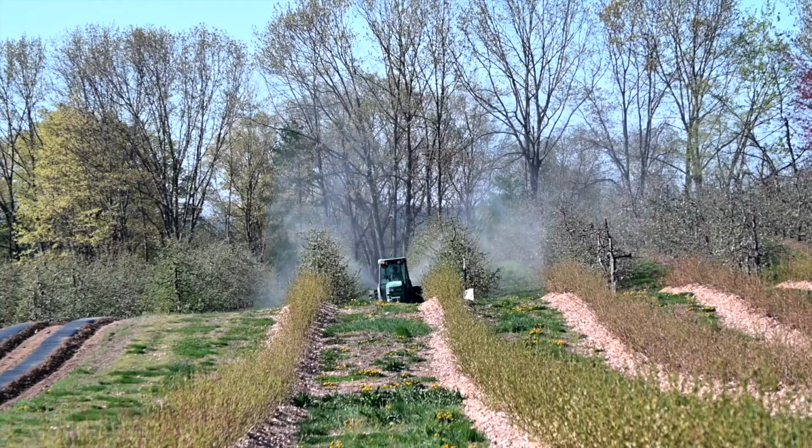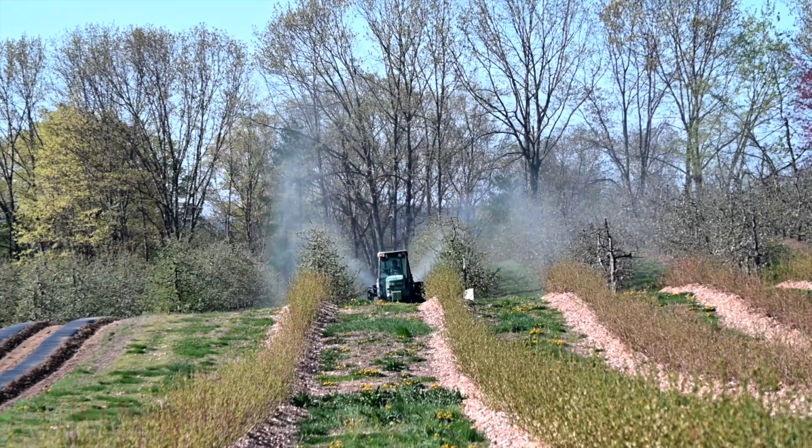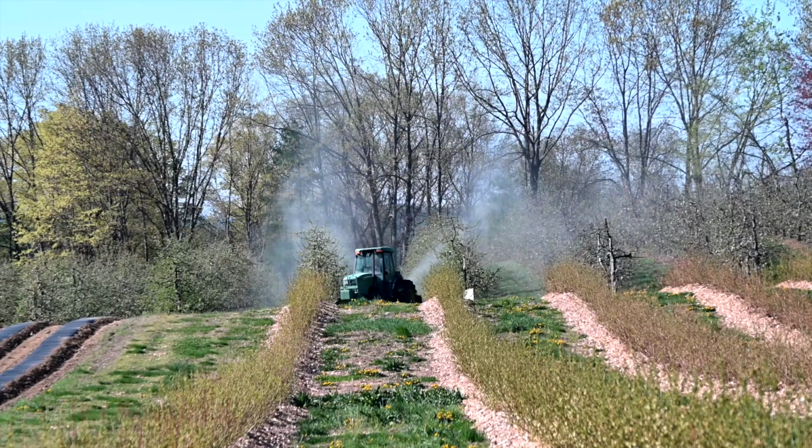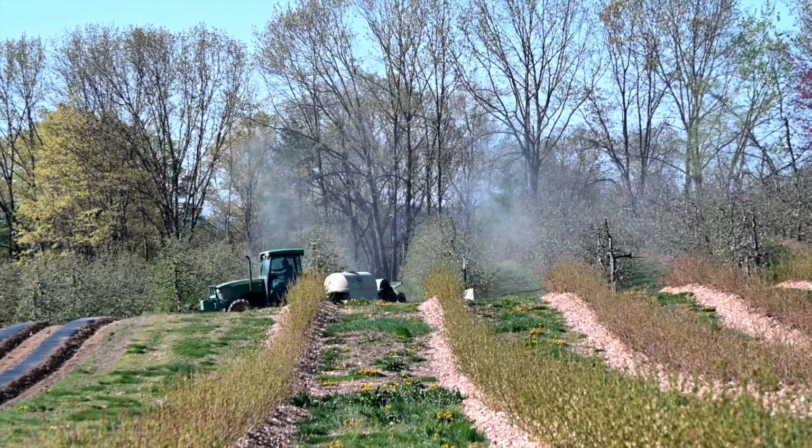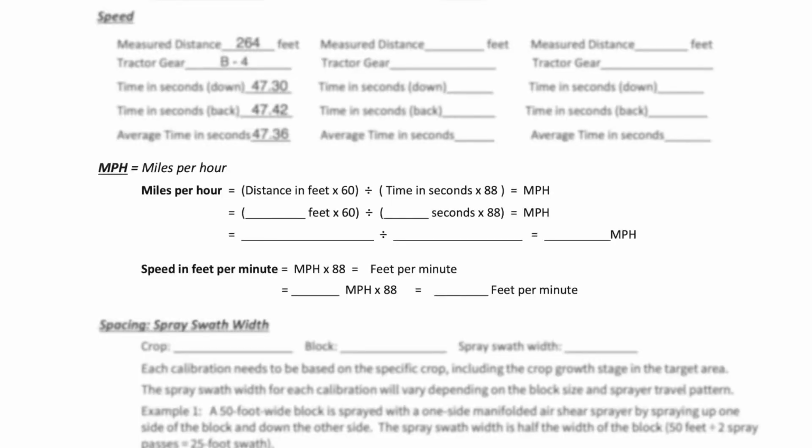Next, we'll convert the recorded times into miles per hour and speed per minute as part of determining how many feet per minute are being covered, and consequently, how much product is being applied at each foot. Calculate the distance in feet multiplied by 60, which comes to 15,840. Then divide that number by the time in seconds multiplied by 88, which we determined to be 4,168. This will give you your speed in miles per hour, which in this test is 3.8 miles per hour.